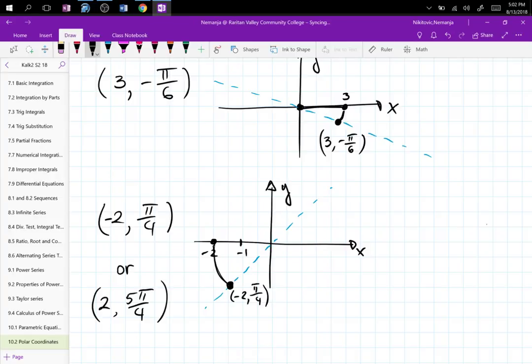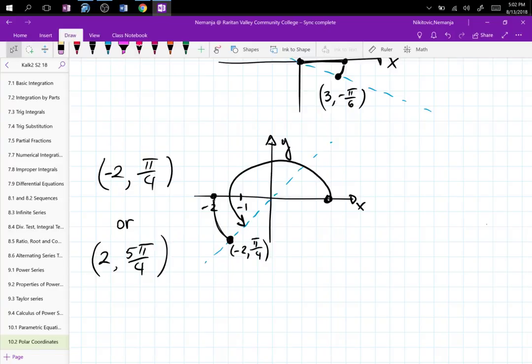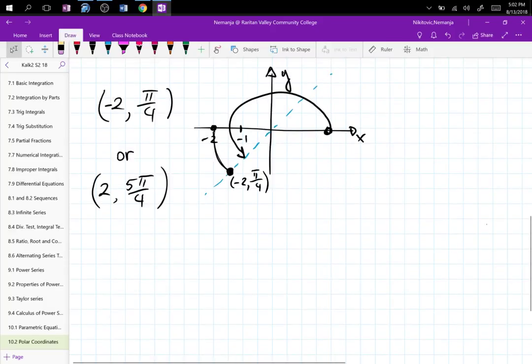If I start here, and then I have to go all the way 5 pi over 4, it will be the same point. So we have multiple representations for the same point, right? And that is just because these polar coordinates work that way. How many times do you get to go around before you arrive at a point? Well, you can go as many times as you want.